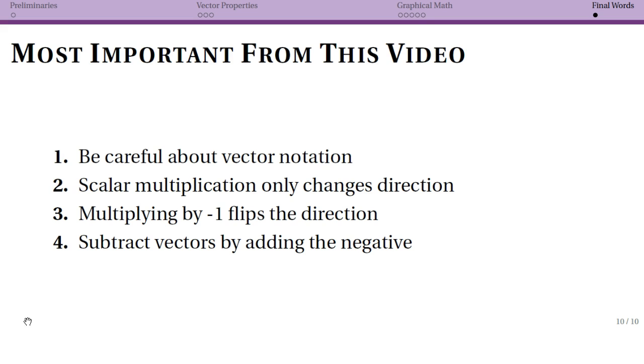So just a quick summary, be careful about your notation. Things like having or not having a little arrow over top of your symbol actually makes a big difference in what someone thinks you're telling them. Scalar multiplication only changes magnitude. Multiplication by -1 flips the direction, and make sure that you're subtracting vectors by adding the negative.